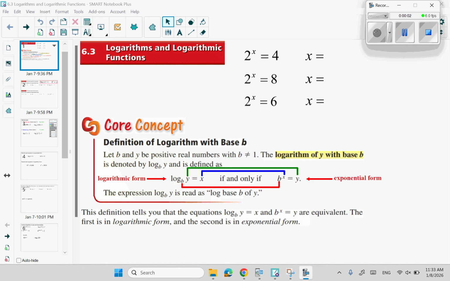Hello and welcome to Algebra 2, Section 6.3, Logarithmic and Logarithmic Functions.